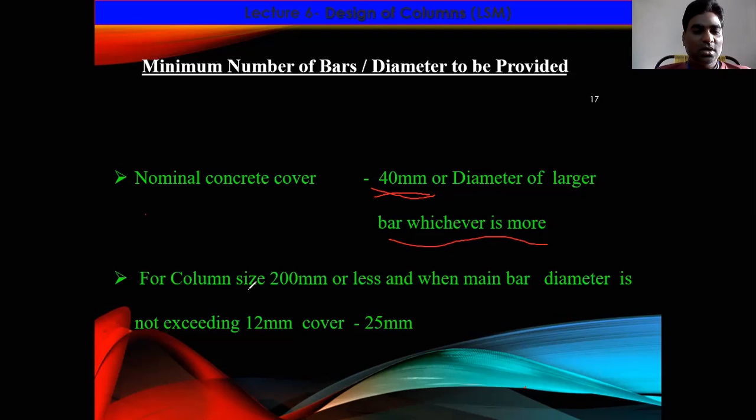longitudinal bars. And the minimum column size is 200 mm or less, and when main bar diameter is not exceeding 12 mm, cover is 25 mm. What does it mean? So that means it is given in your IS 456-2000, same class.